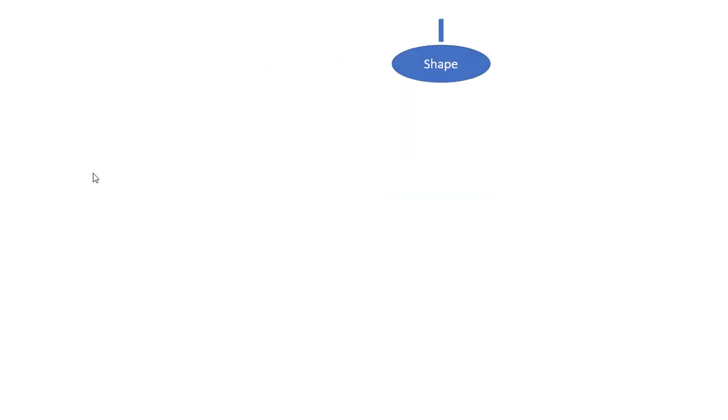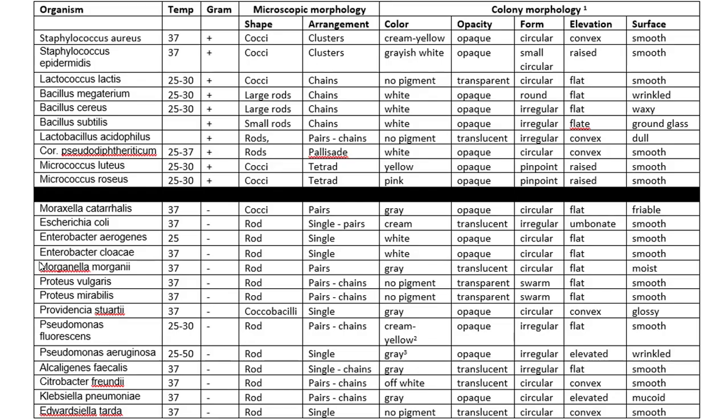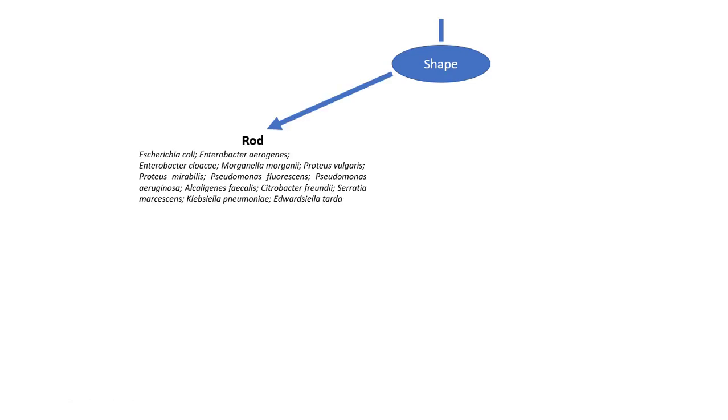When doing the gram stain, you will also be able to observe the shape of your bacteria under the microscope. If we look at our colony morphology chart, we know that we are dealing with these bacteria below the black line, as these bacteria are gram-negative. The bacteria above the black line are now excluded from further analysis as they are gram-positive. Looking below the black line, having a look at the shapes of our bacteria, we see that we have cocci, we have rod-shaped, and we have coccobacilli. We will need to list all of this in our flowchart.